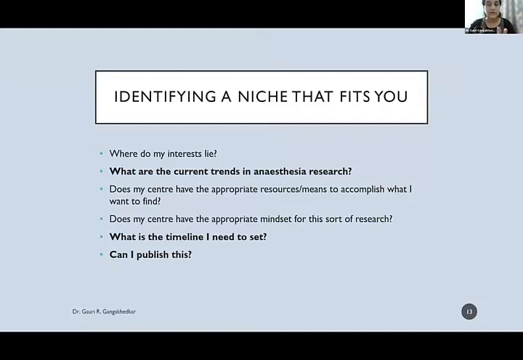Now that I sort of know what I want to do, I need to find out if my center has the appropriate resources and means to accomplish what I want to find. Let me elaborate a little bit on this. We know from our textbooks that use of etomidate can suppress the HPA axis. I'm not satisfied with that answer. I want to know, is this real? For how long does this happen?